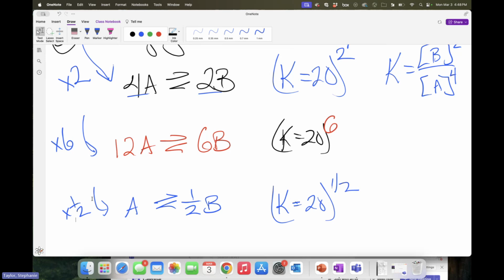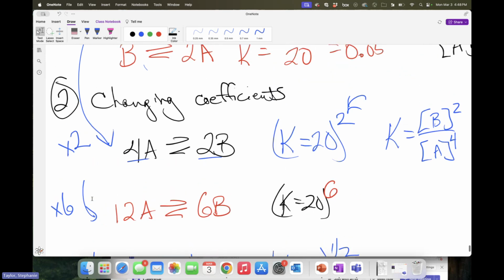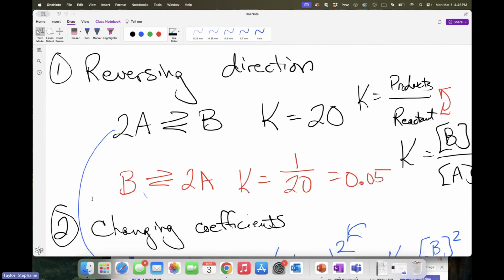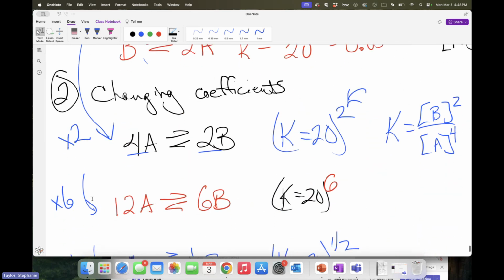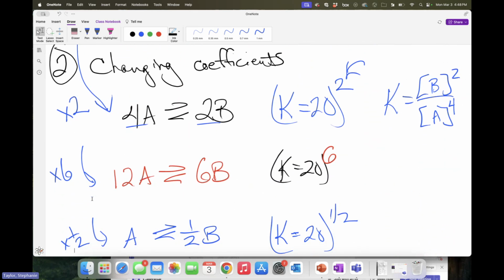So that was 2. So for manipulations of K, we can reverse a direction, 1 over K. We can change the coefficients. That's going to be using exponents.